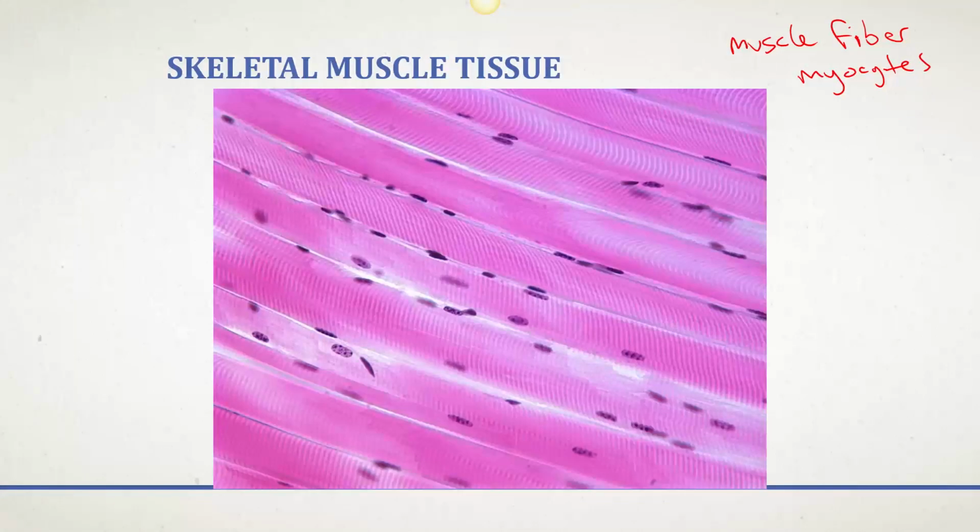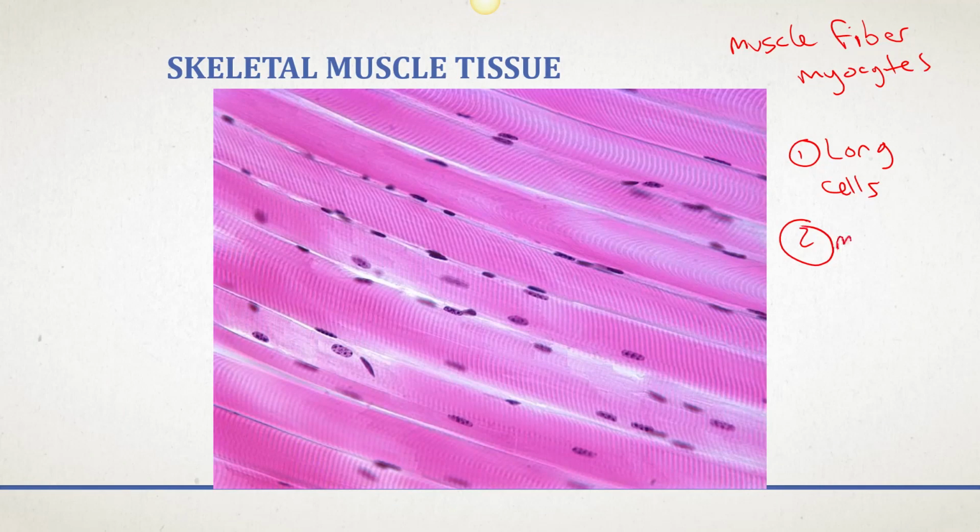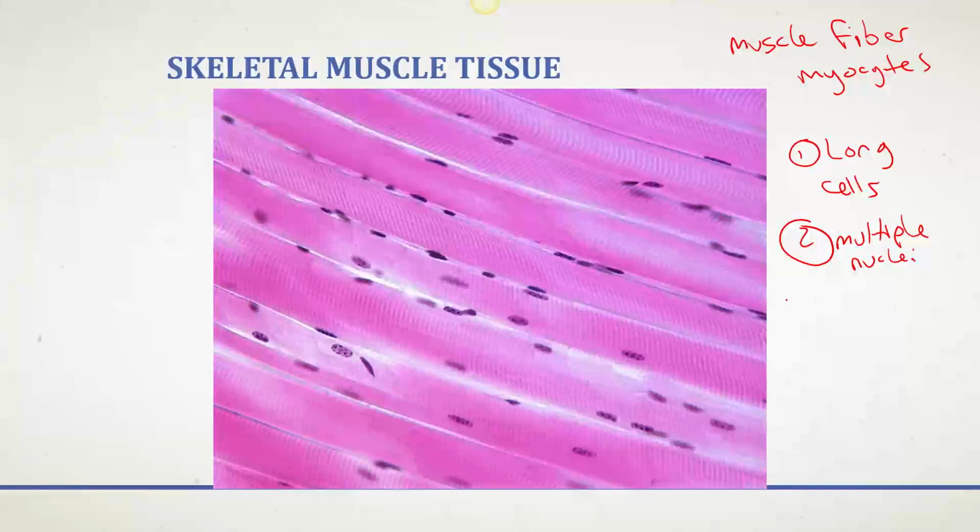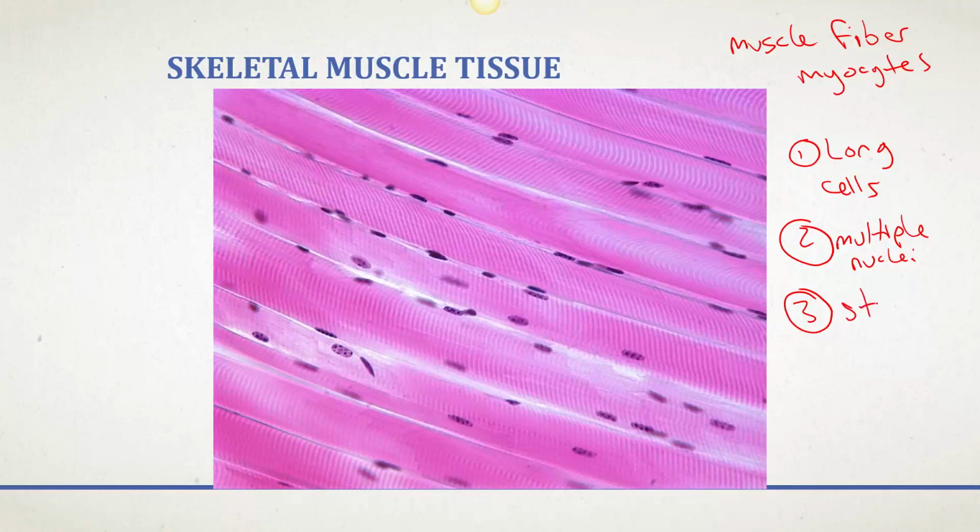Skeletal muscle tissue is located in the muscles that attach to bones. Their function is to provide heat production and movement. Some of the features: long cells, multiple nuclei per cell, and striations.